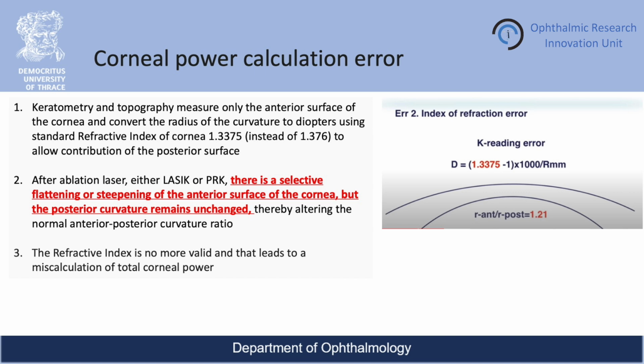After ablation laser, either LASIK or PRK, there is a selective flattening or steepening of the anterior surface of the cornea, but the posterior curvature remains unchanged, thereby altering the normal anterior-posterior curvature ratio. The refractive index is no longer valid, and that leads to a miscalculation of total corneal power.